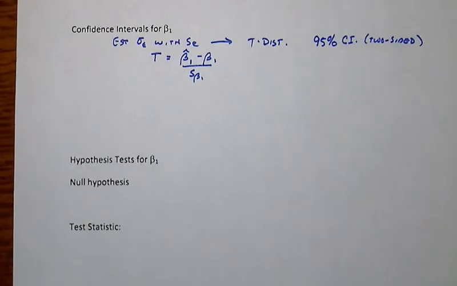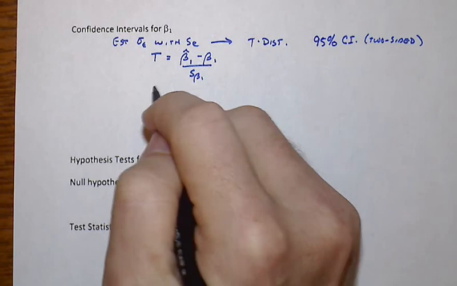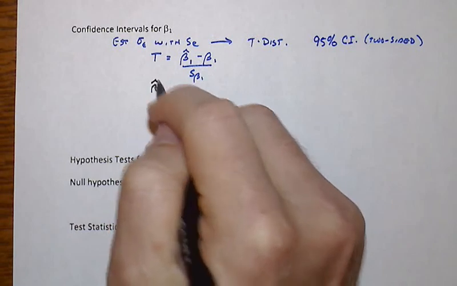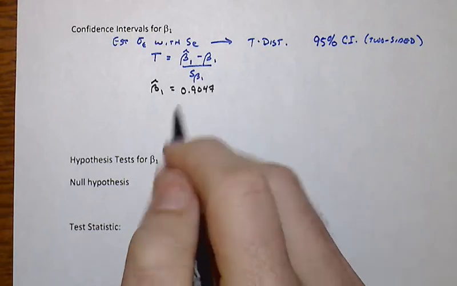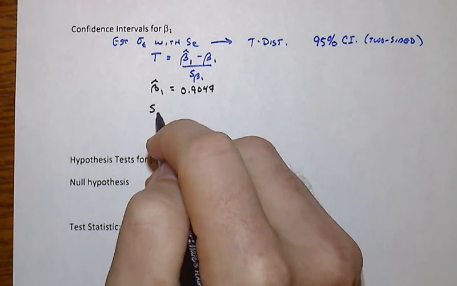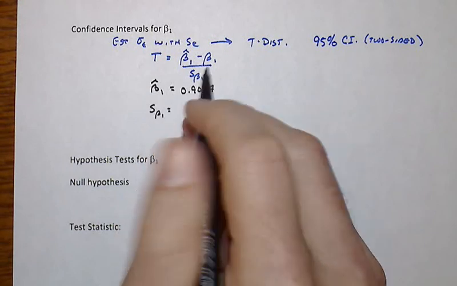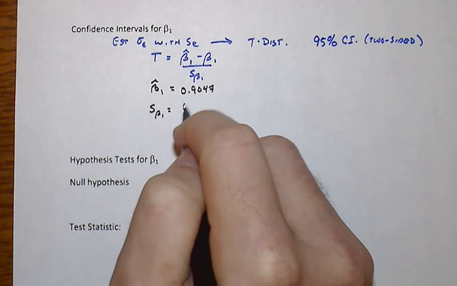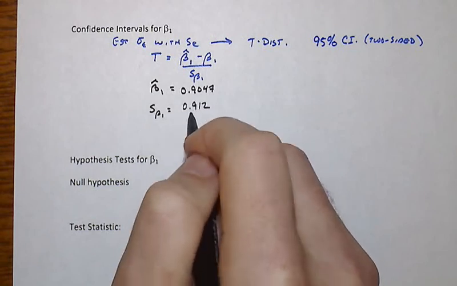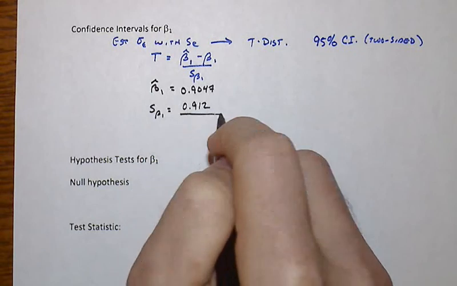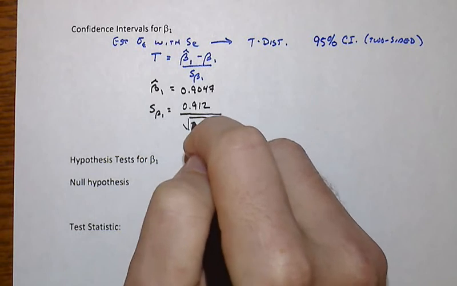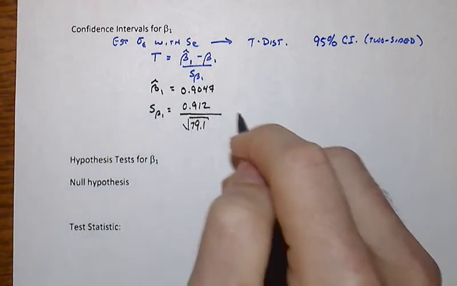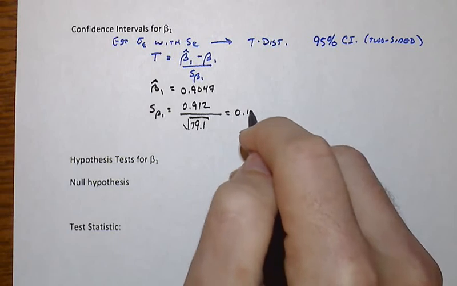Okay. And from our earlier work, our measured beta 1 was 0.9047, and our standard deviation for beta 1 hat is going to be 0.912, the standard deviation of those residuals, divided by the square root of capital S sub xx, which is 79.1, and that gives us 0.1025.